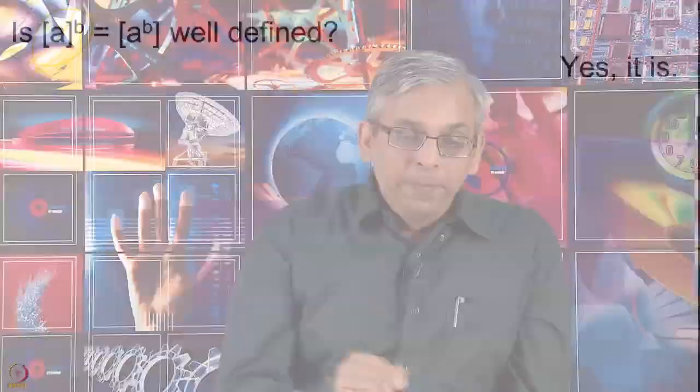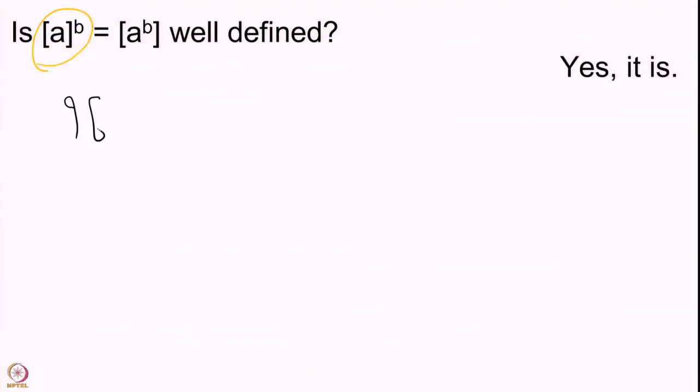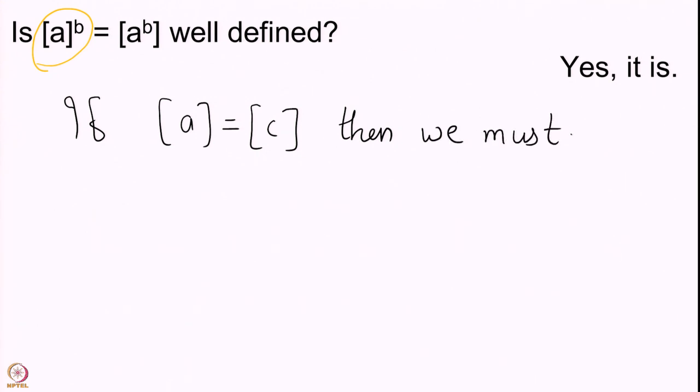Is this well defined? So, of course, here we have to check something very simple. We need to check that if the class A is the class C, then we must have the class of A power B to be equal to the class of C power B. This is all that we need to check. And is this true? So, this is clearly true.